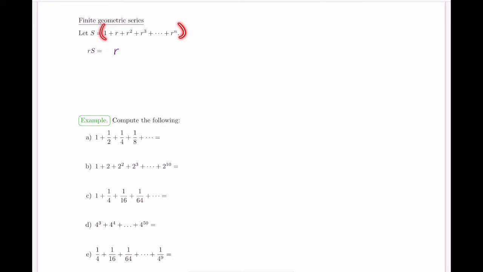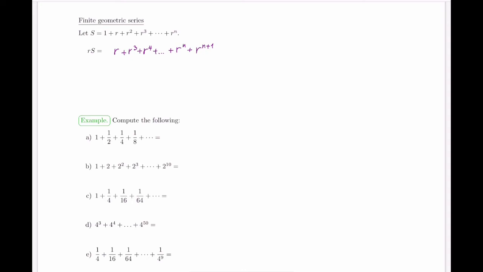Then again, back to my sum times r. r times r is going to be r squared. r times r squared is going to be r cubed. r times r cubed is going to be r to the 4th. So I'm seeing that multiplying by r simply increases the power of each single term, all the way to the last term I'm going to multiply: r times r to the power of n is going to be r to the power of n plus 1.